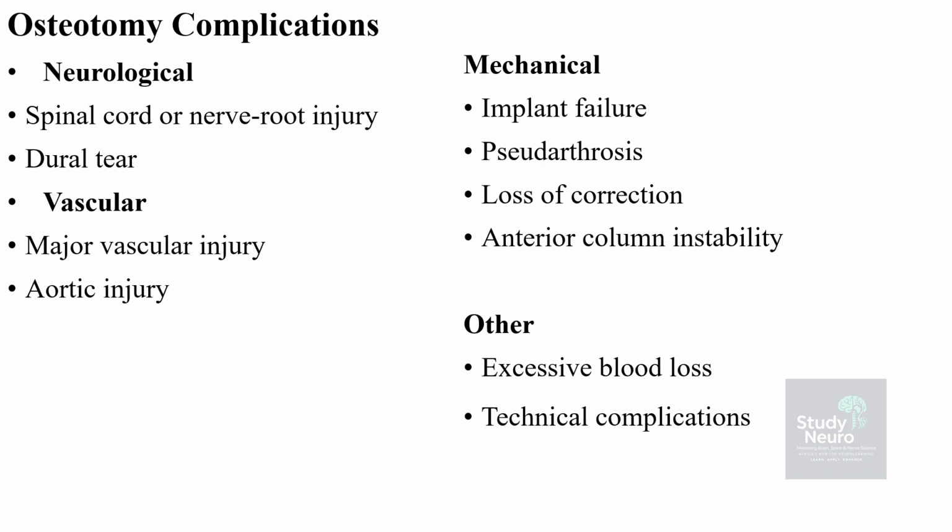Mechanical complications can develop when the reconstructed spine fails to maintain stability. Implant failure, pseudoarthrosis, loss of correction, or instability of the anterior column may compromise the surgical result. Blood loss can be substantial. Technical complications may also occur during the procedure, especially in patients with severe deformity, poor bone quality, or previous spinal surgery. Careful planning and meticulous technique are essential to reduce these risks.